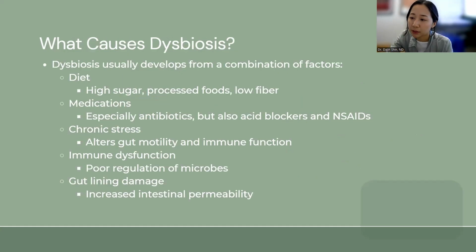So what causes dysbiosis? Dysbiosis usually doesn't come from just one thing. It's typically a combination of factors. Diet plays a big role, especially high sugar, processed food, and low fiber intake. Medications like antibiotics, but also acid blockers and NSAIDs. Chronic stress is another big one. It affects gut motility and immune balance. On top of that, immune dysfunction and damage to the gut lining can make it harder for the body to regulate microbes properly. Underneath all of this, we often see increased oxidative stress and even more oxygen in the colon, which actually favors the growth of less beneficial bacteria.